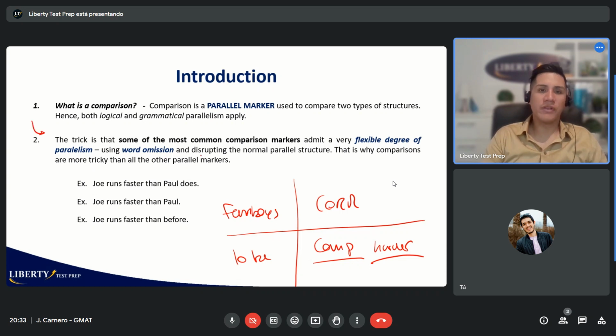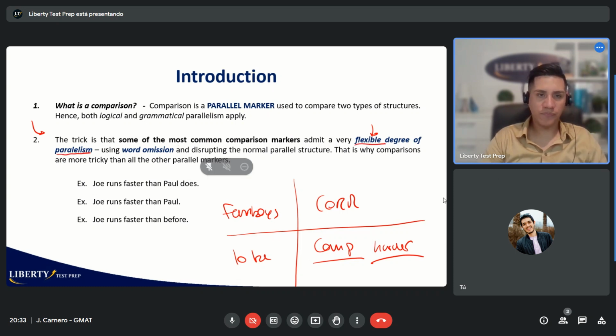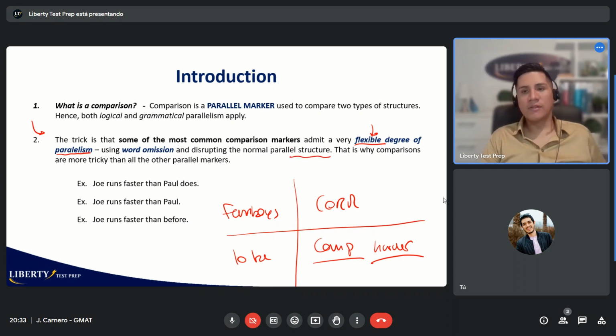Some of the most common comparison markers admit a very flexible degree of parallelism using word omission. Basically, they are going to omit one of the words. They are not going to include one word that should be there, but that's going to cause a disruption in the normal parallel structure. That is why comparisons are more tricky than all the other markers.